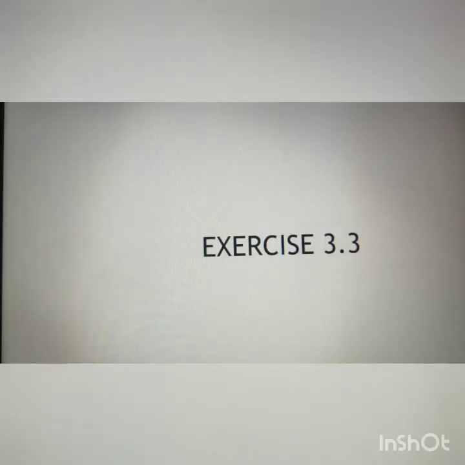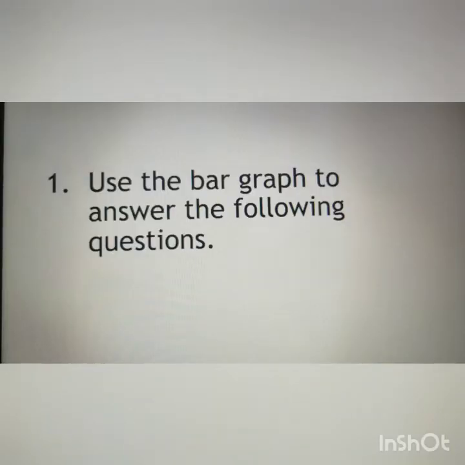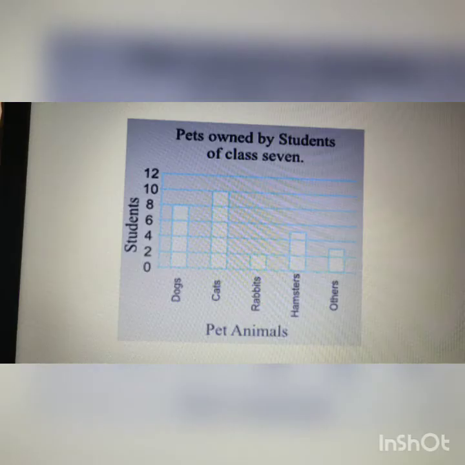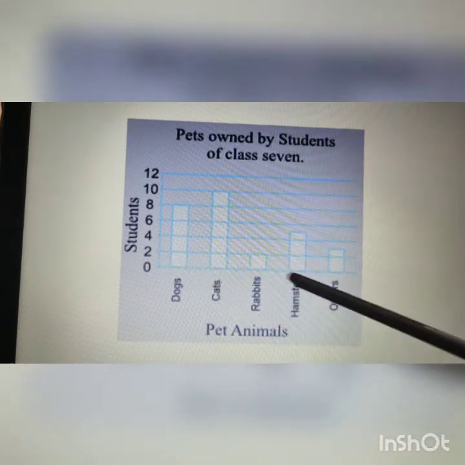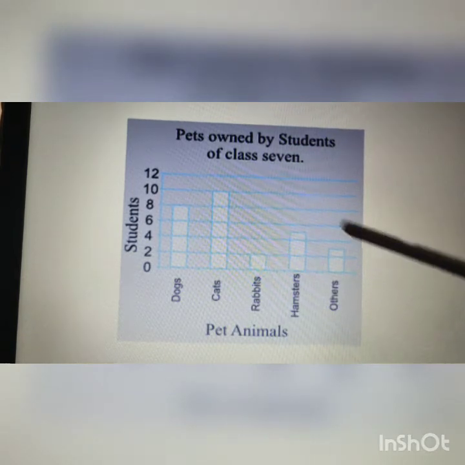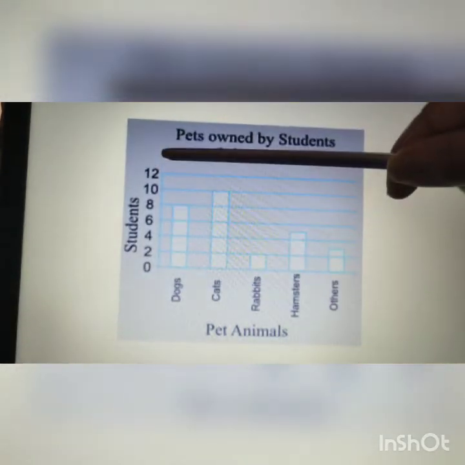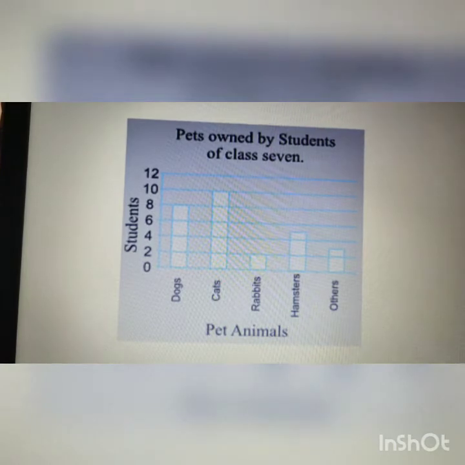Now let us discuss exercise 3.3. Exercise 3.3, question number 1. Use the bar graph to answer the following questions. A bar graph representing pets owned by students of class 7 is given. Pet animals are along the x-axis and number of students along the y-axis. With the help of this bar graph, we have to answer the questions.